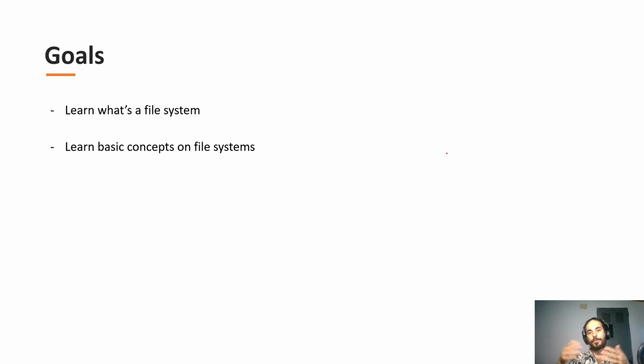So to recapitulate, we learned basic concepts about what a file system is, why they are important, what they do, and we learned some of the basic concepts of file systems: cluster, partition, file, and directory, okay.